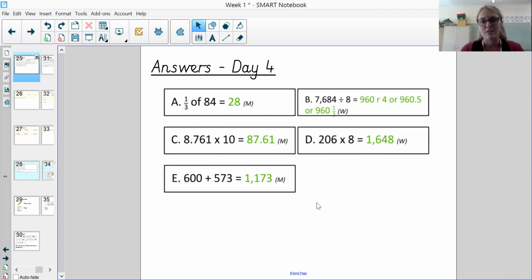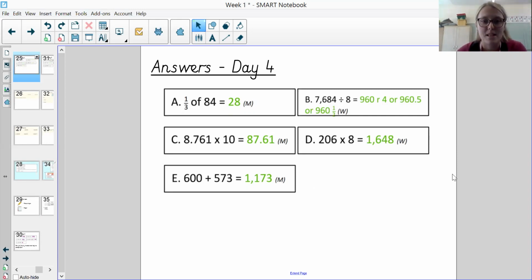So a third of 84, remembering if we are working out a fraction of a number, we're dividing by the denominator, so our denominator is 3 in this case, so 84 divided by 3 would have given you 28. B, 7,684 divided by 8 is 960 remainder 4, or 960.5, depending how you've written your answer.